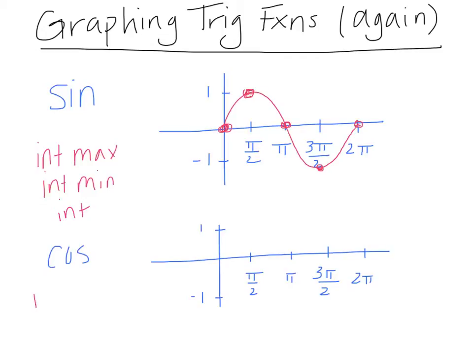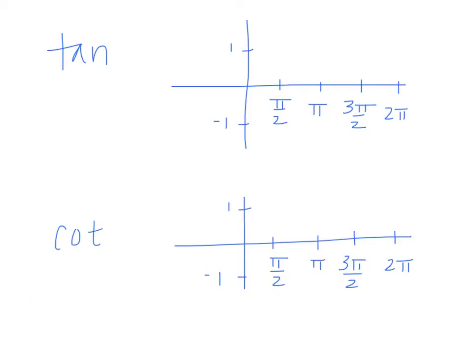Cosine, we decided, went max, int, min, int, max. Starting at 1, maximum, intercept, minimum, intercept, maximum. Looks like a cup. So if you need to look back at those patterns again, please go back to the original notes. Okay, looking at tangent and cotangent, again coming from the unit circle.